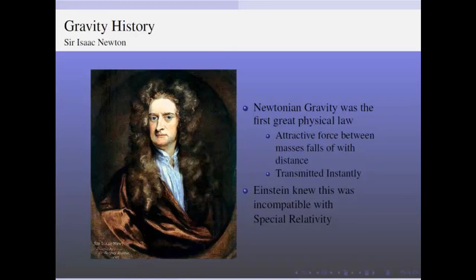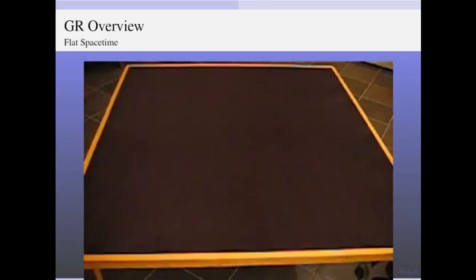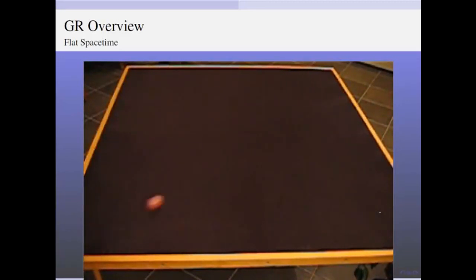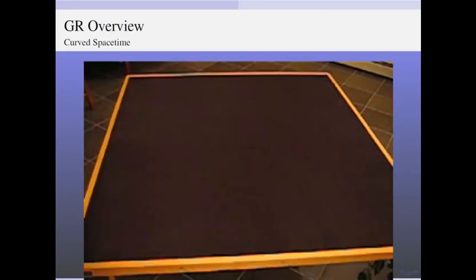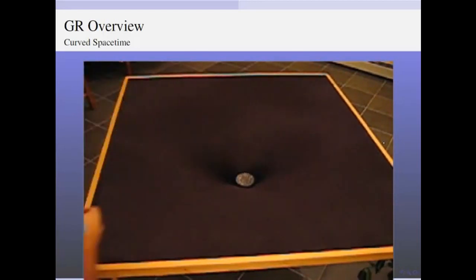Einstein knew that this was incompatible with special relativity. And space, not just time, but now we put them together to make space-time. The idea of flat space-time is that something just moves straight as I go through space. I throw a ball across flat space-time, it just keeps going in a straight line. But if I have a mass in space-time, then it curves the space-time. And so the idea here is that the mass itself curves space-time, and that curvature makes things move in a different path. So I put a ball in there again.